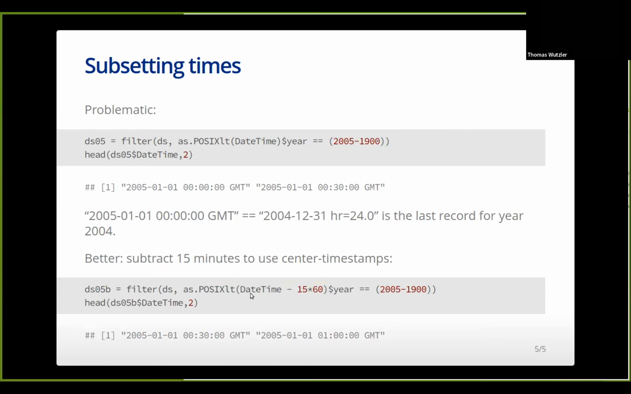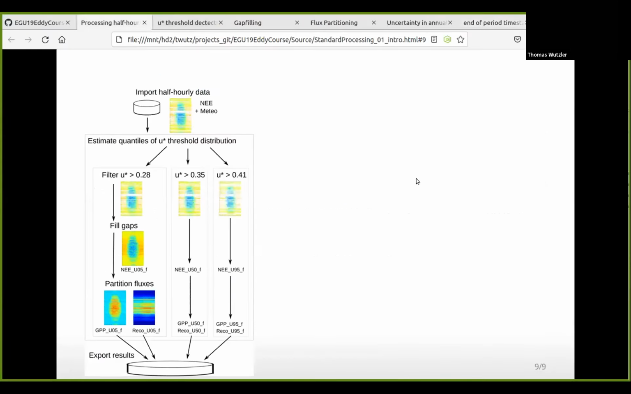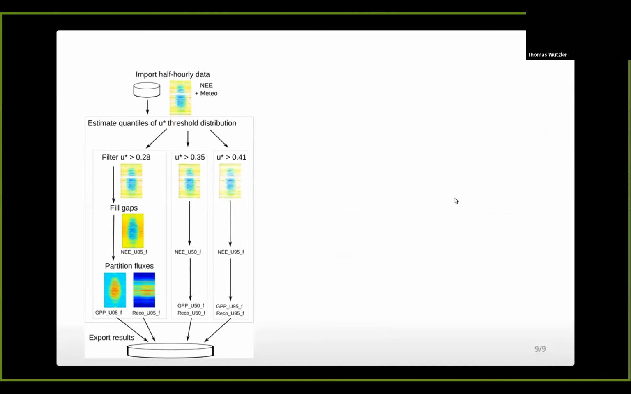And this is also described in the FAQ. So with this, it's the end of what I wanted to tell you about the processing, and we can go on with the FAQ.